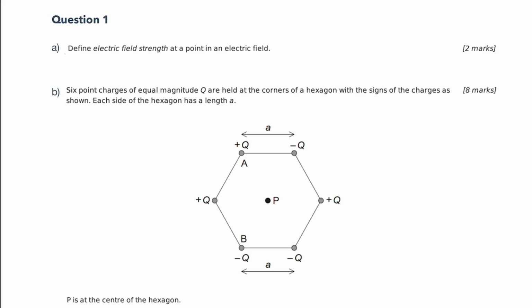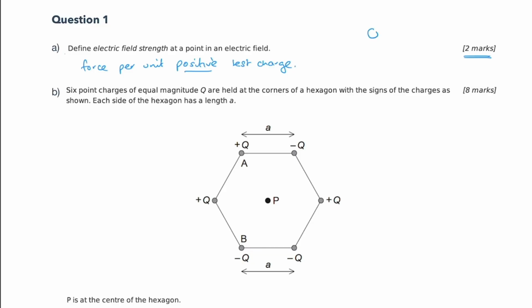Question 1. Define electric field strength at a point in an electric field, and this is worth 2 marks. Electric field strength is defined as the force per unit, and this is quite important, positive test charge. Why is it important to write the word positive for the test charge?